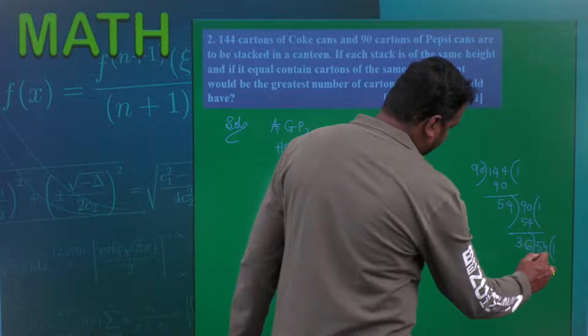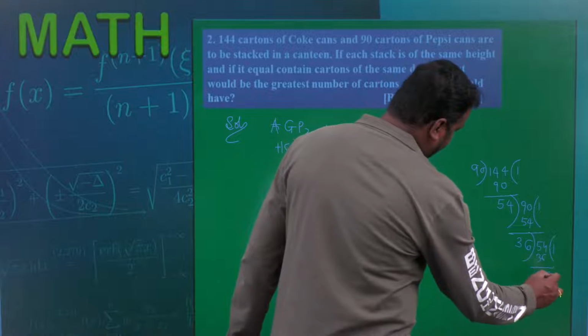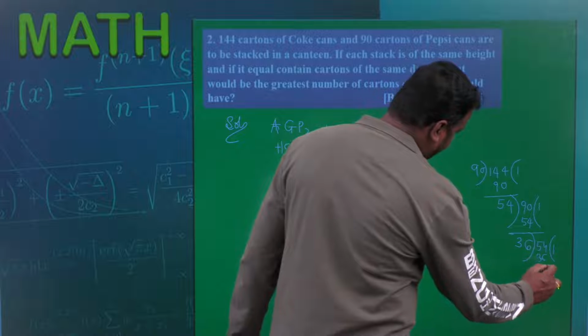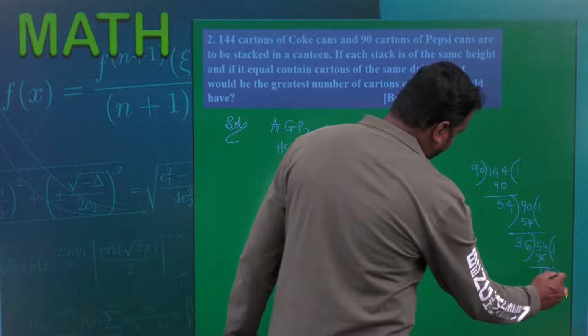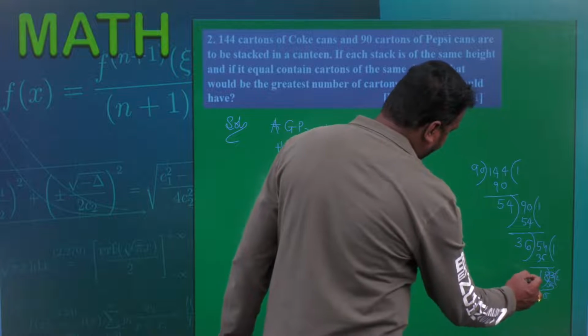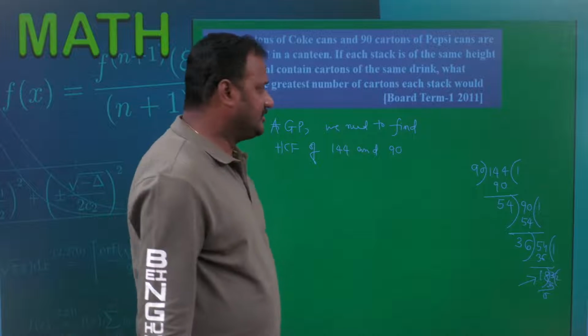So 36 ones are 36. 14 minus 6 equals 8. 4 minus 3 equals 1. 18, and then 36. So 18 twos are 36. So finally what do I get? 18 is the HCF of these two numbers.